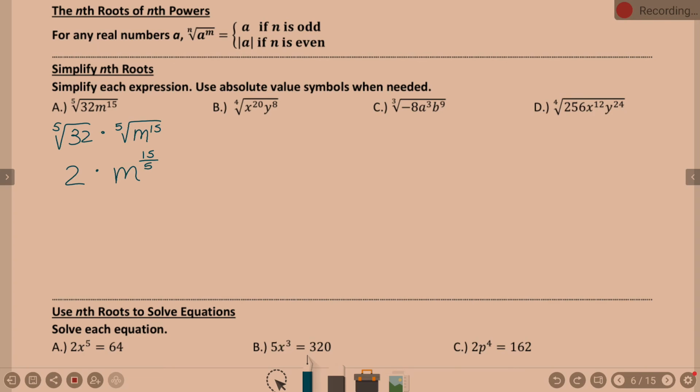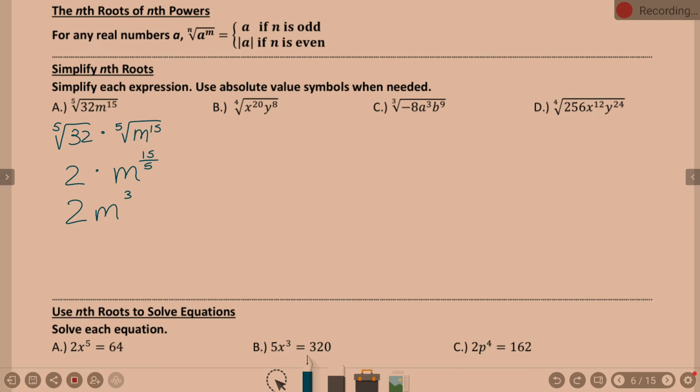Now, am I going to leave it as 15 over 5? No. What is 15 divided by 5? 3. So those of you that said m to the third, you're not wrong. I just took an extra step in there to make sure that we see where that m to the third comes from.